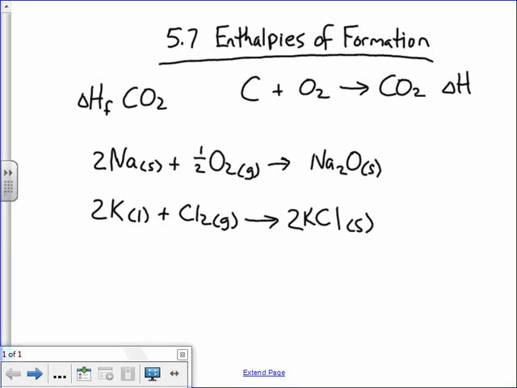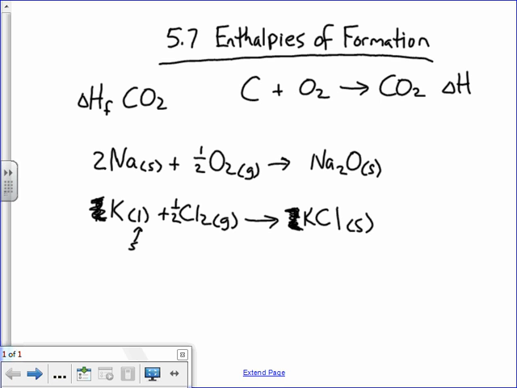Okay? And what we'd have to do here is take away this 2 in front of the K. I don't feel like erasing, so I'm just going to scratch it out. Put a 1/2 here in front of the Cl2. And then scratch this out. And then change this to a solid. Okay, and once we did that, that would be a heat of formation reaction.